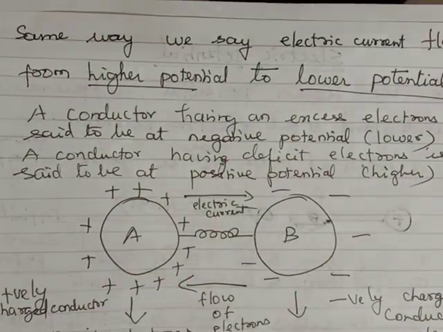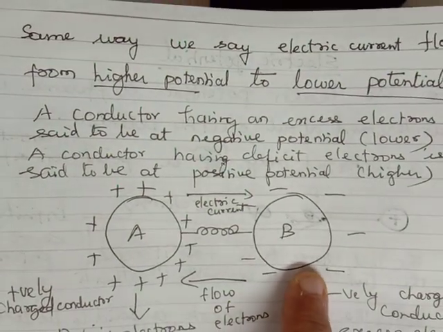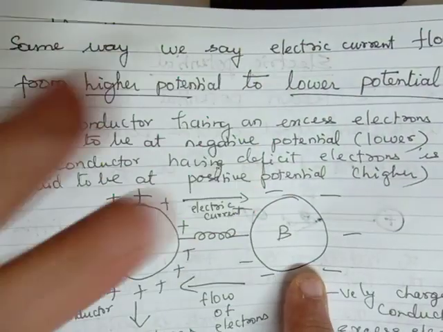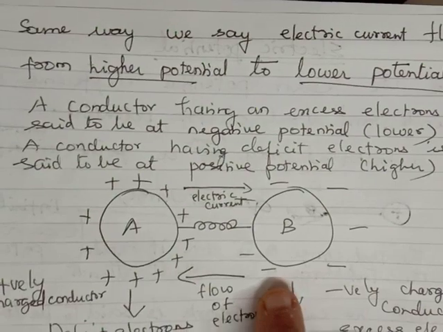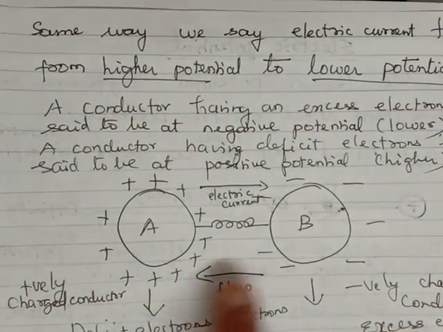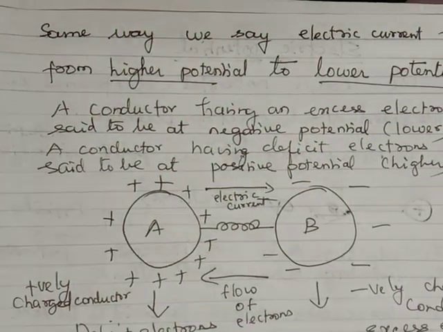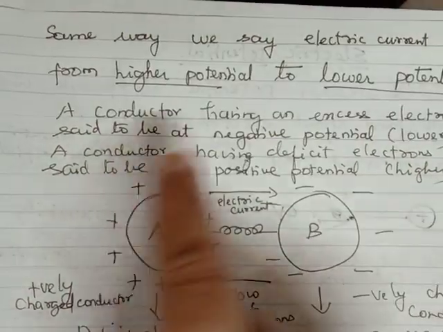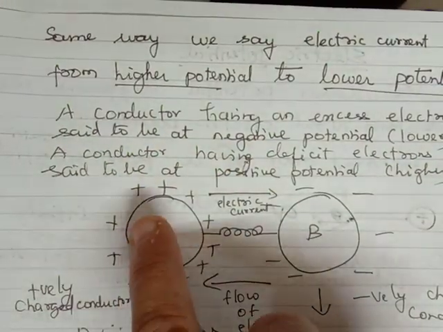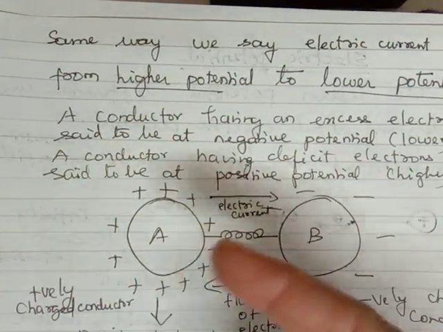So, A is a positively charged body. B is a negatively charged body. Now, tell me how the electrons will flow according to your knowledge. According to electron current, the electrons will flow from excess region, B, to A. But according to your belief, what will you say? Always electrons will be flowing from lower potential towards higher potential.